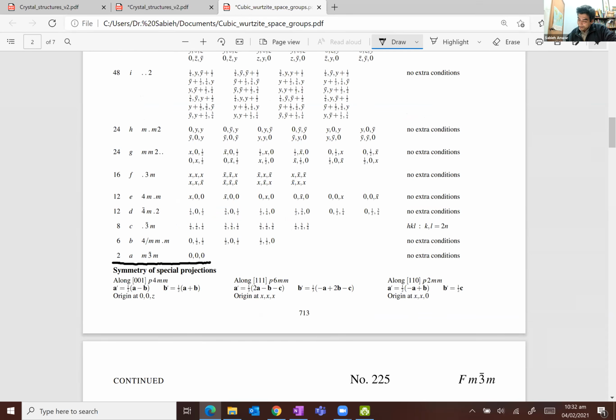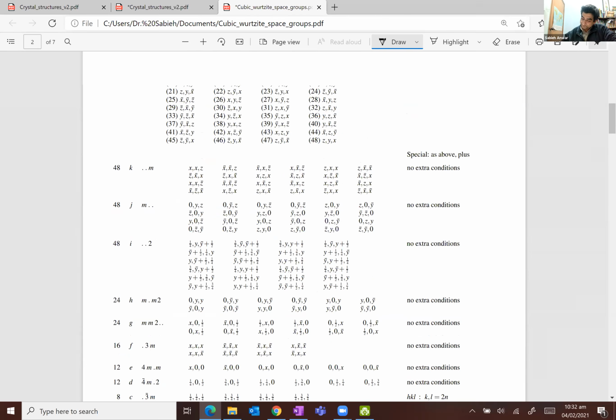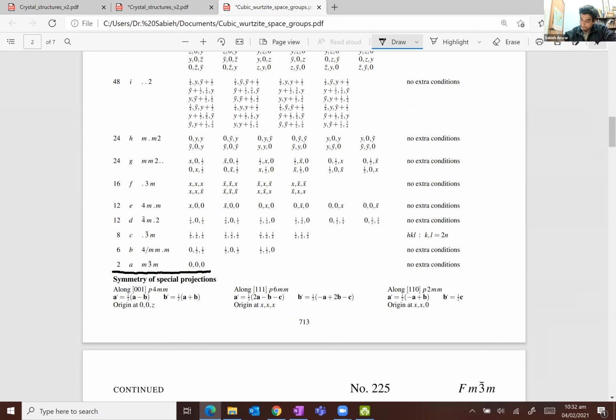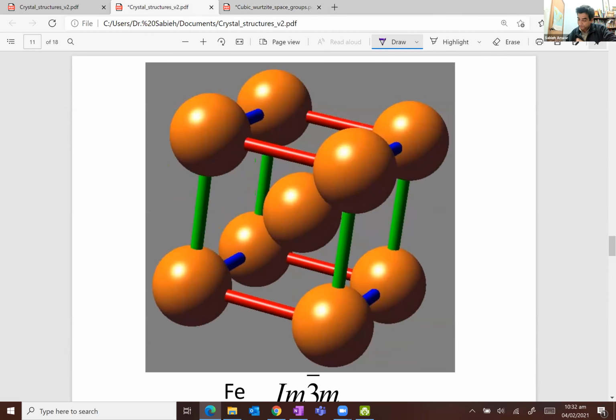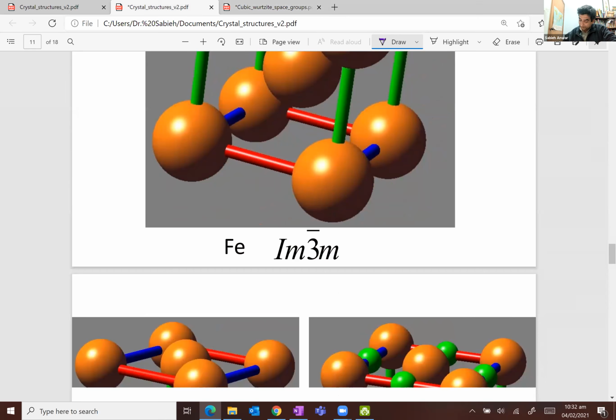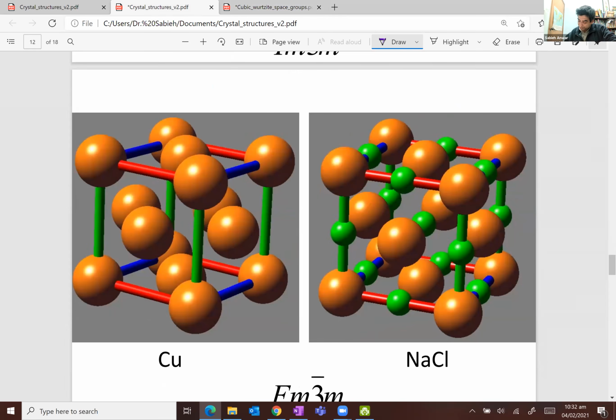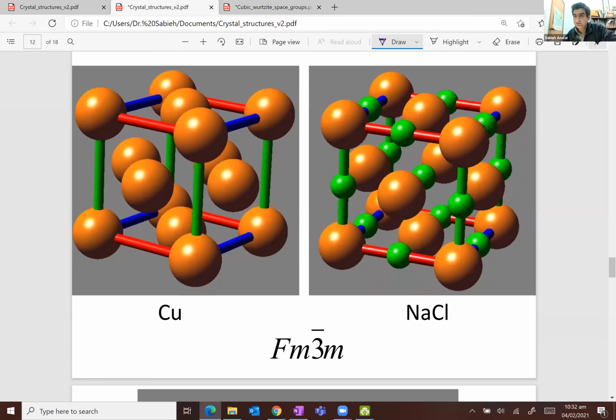Now let's look at our next popular crystal structure. And let me draw a picture of this. So this is the structure. This is what iron looks like. Here are two more structures: copper, the element copper, and sodium chloride, the crystal of sodium chloride.